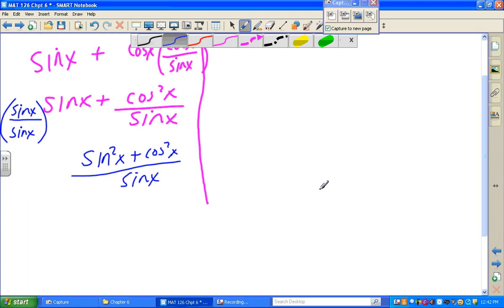Hey, sine squared plus cosine squared is what? Nice. 1 over sine of x. And there you have a perfect match. Left and right. This is kind of good news. It is. This is a feel-good chapter going into the winter fall.